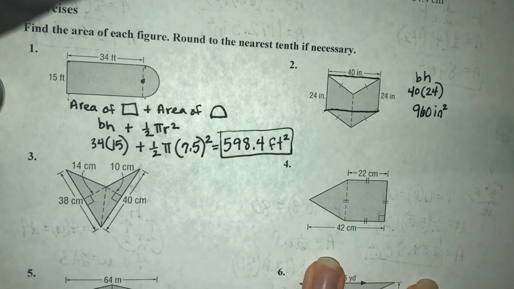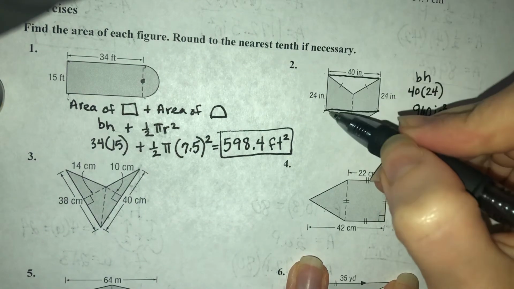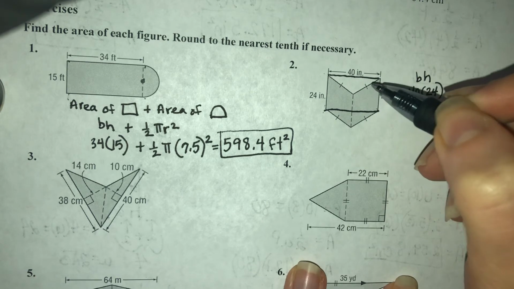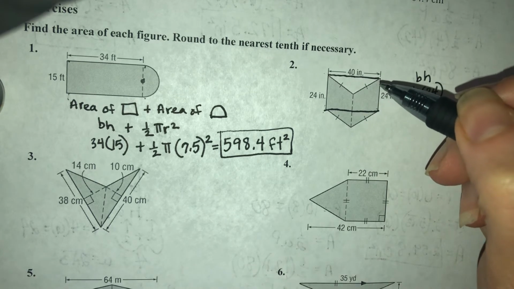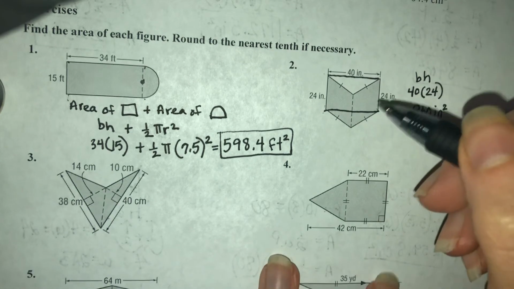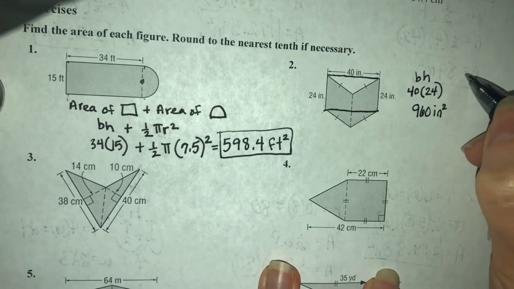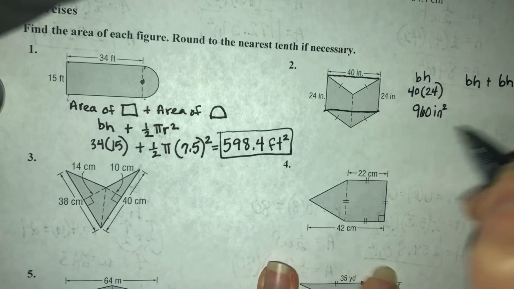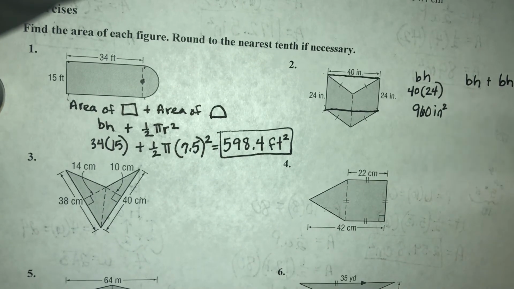Another way to do this problem is to say, no, I think I need to find the areas of these two shaded quadrilaterals and add them together. Now we know they're congruent also, so we could double it, but you could do the base times height of one plus the base times height of the other, or 2 times the base times the height.